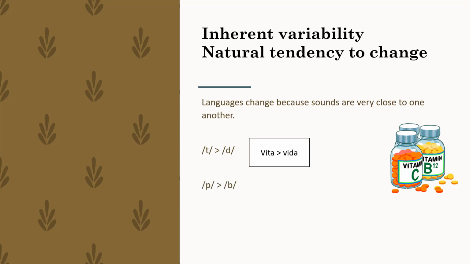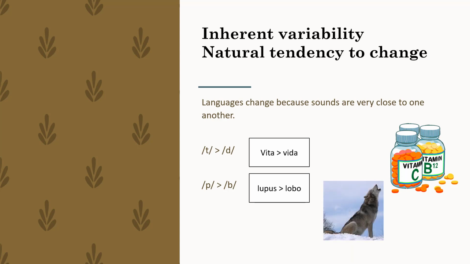The sound P is very similar to the sound B, and that's why the words that had P in Latin evolved into B, and that's why we have lupus evolving into lobo, which means wolf. And now you can make the connection with the technical word for wolf, which is canis lupus. Here you can see it nowadays in Spanish, lobo.